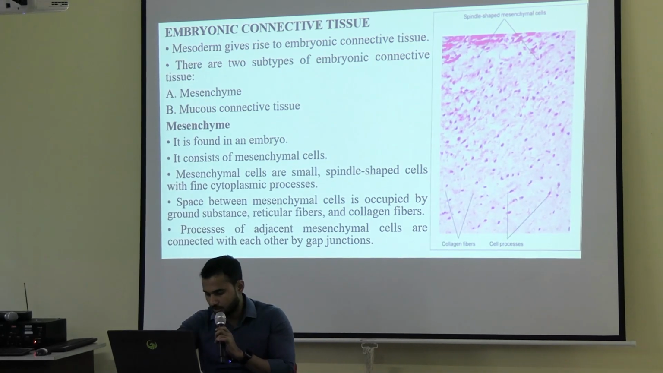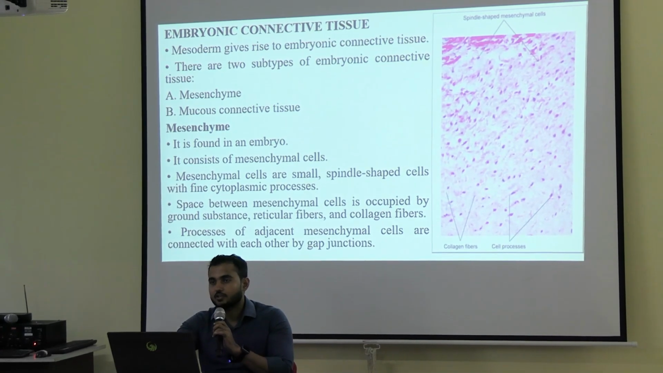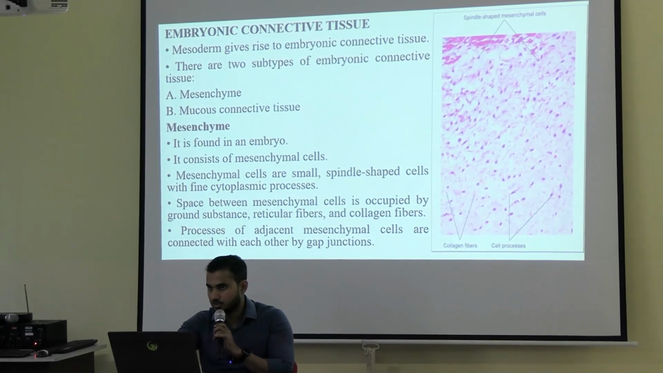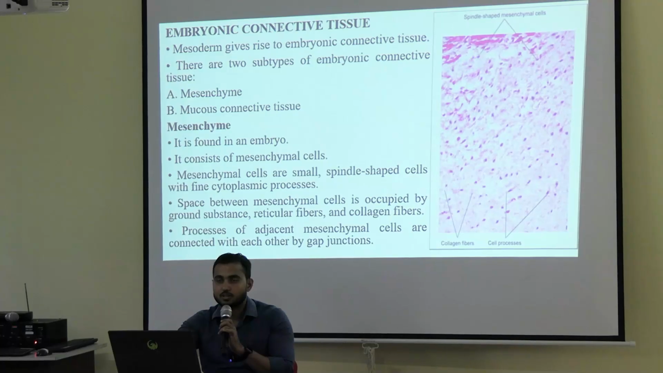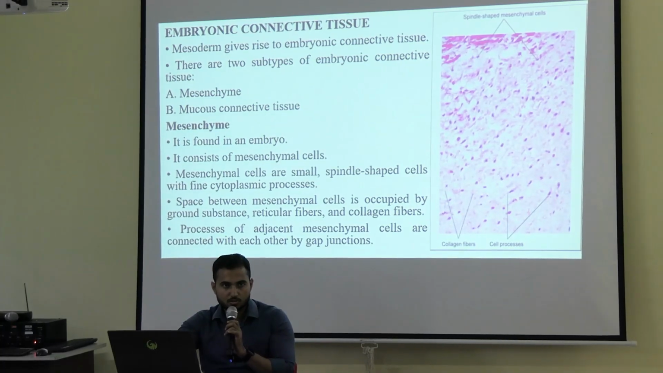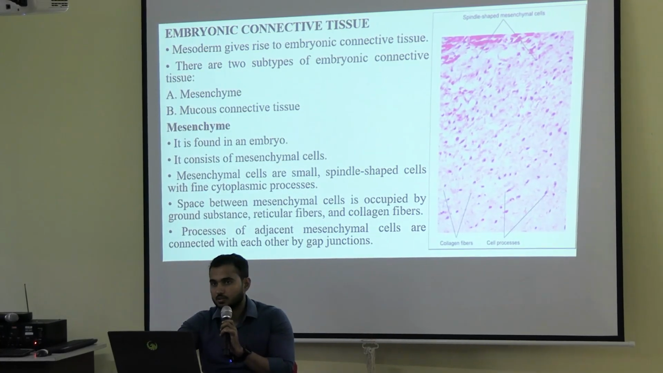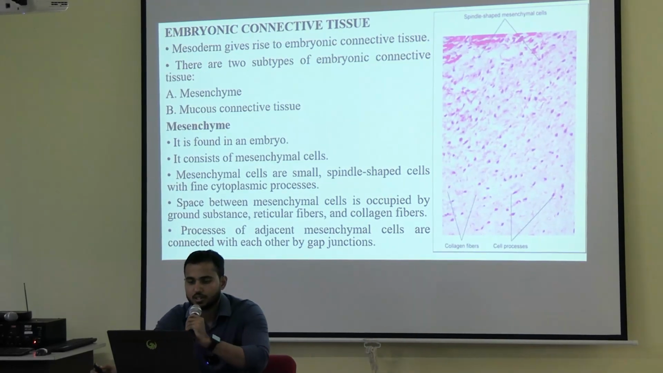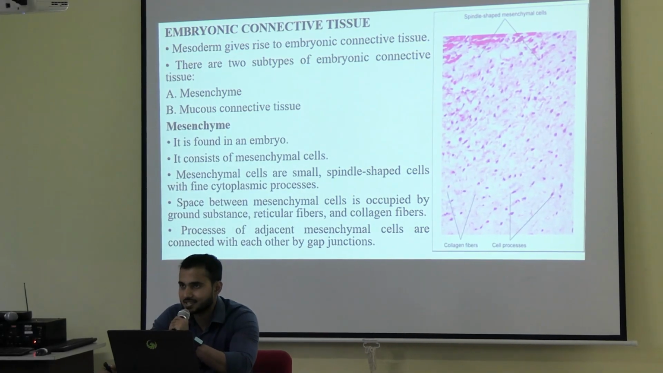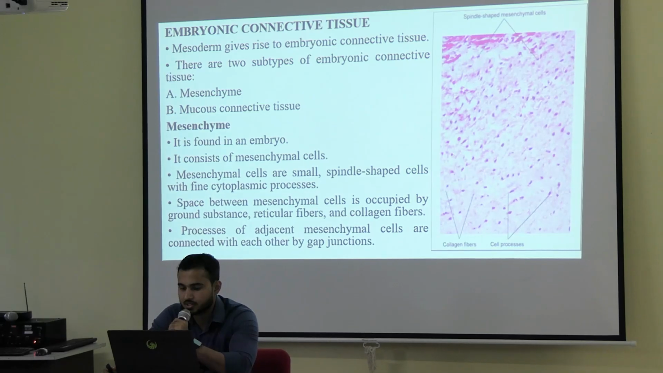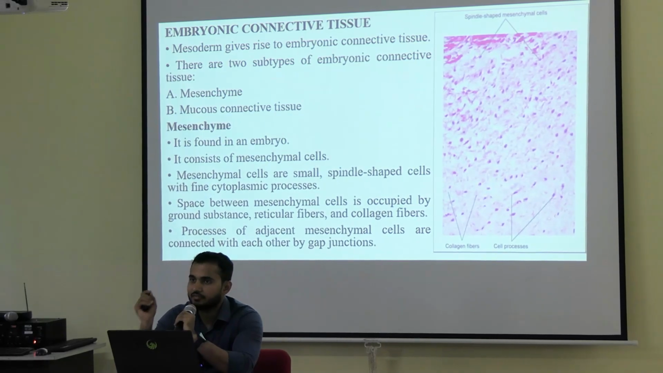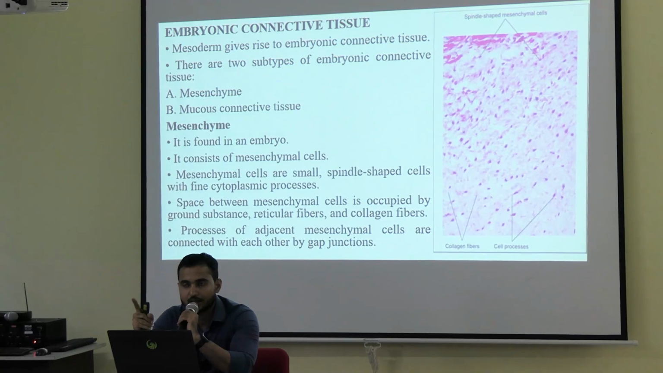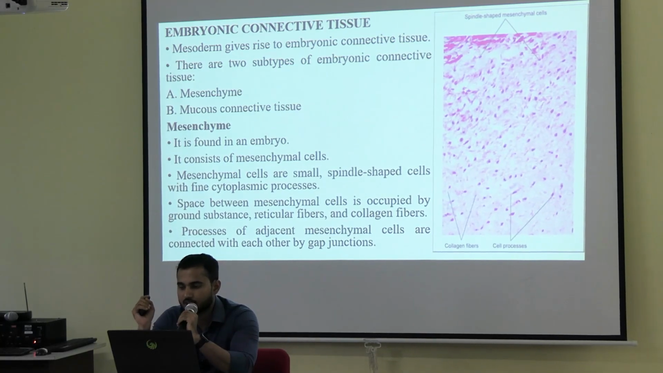I hope you remember about the development of bone, endochondral ossification, membranous ossification. And that time I mentioned about the mesenchymal condensation. Okay, please start studying all those things. Now this is found in the embryo and consists of mesenchymal cells. If you see the mesenchymal cells, these are small, spindle shaped, having fine cytoplasmic processes, and those cytoplasmic processes are attached to each other by gap junction.